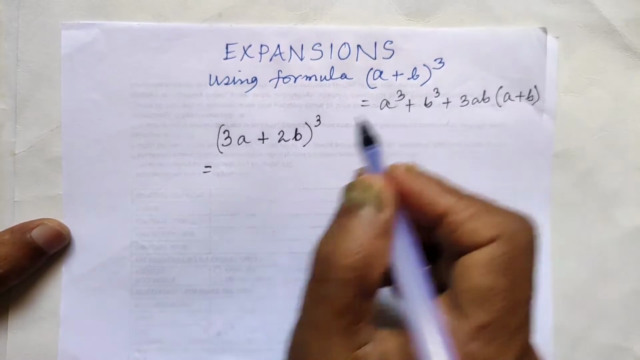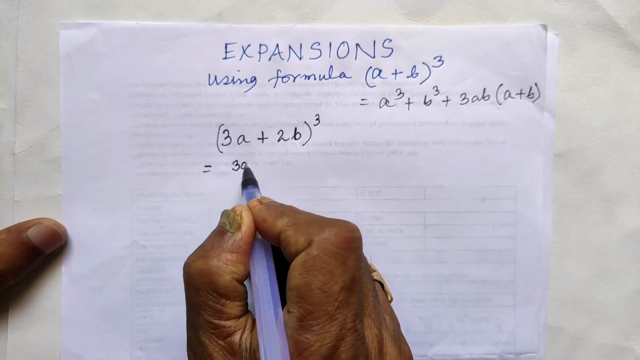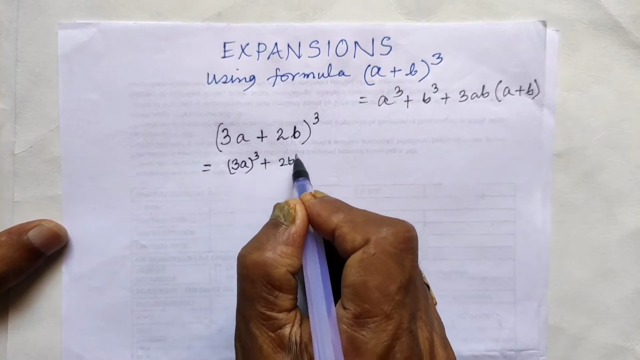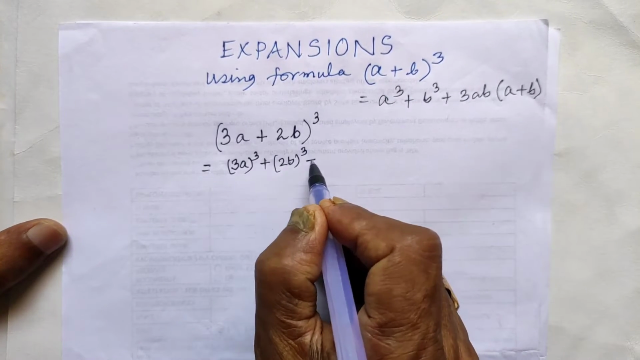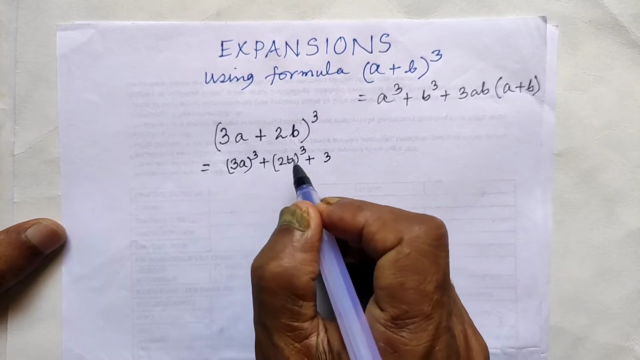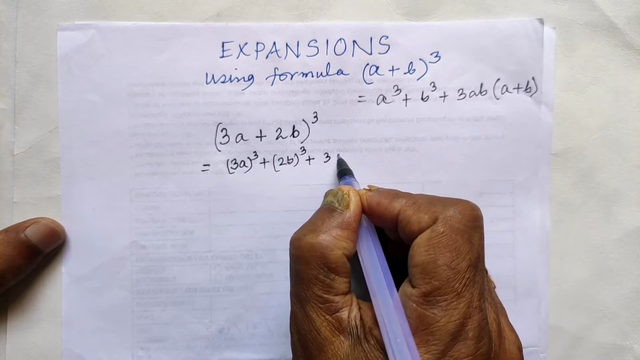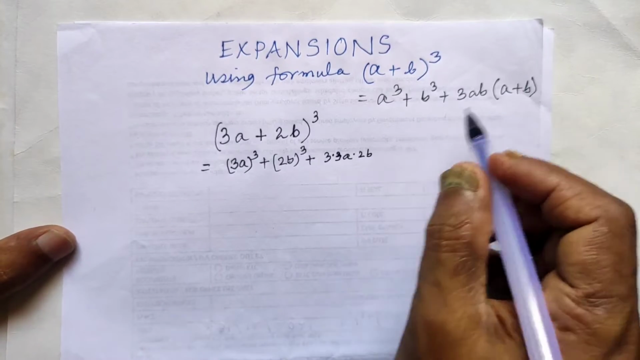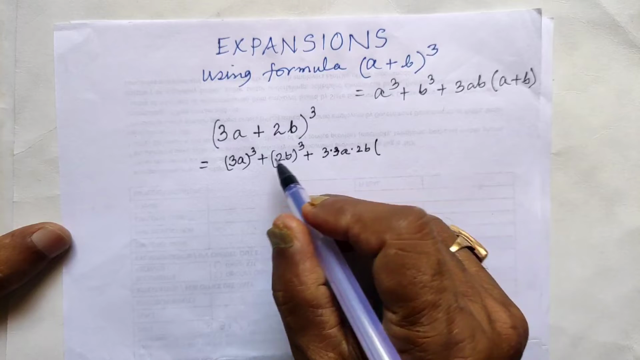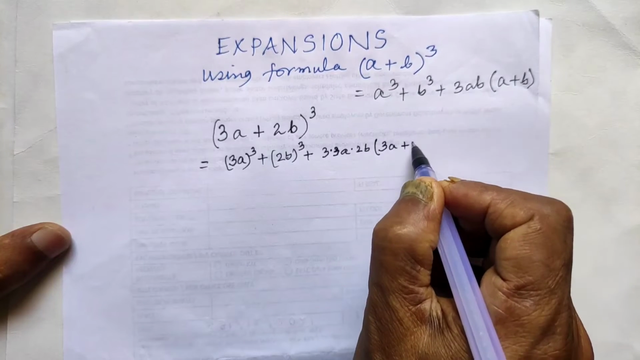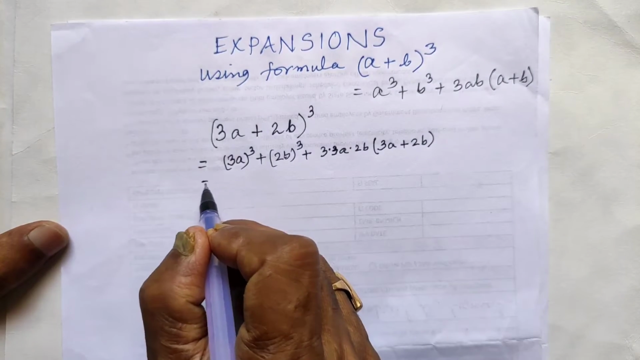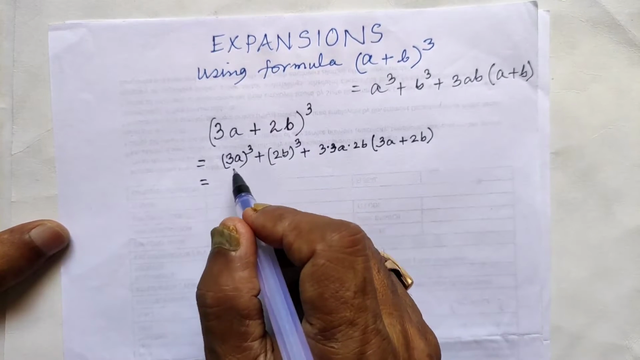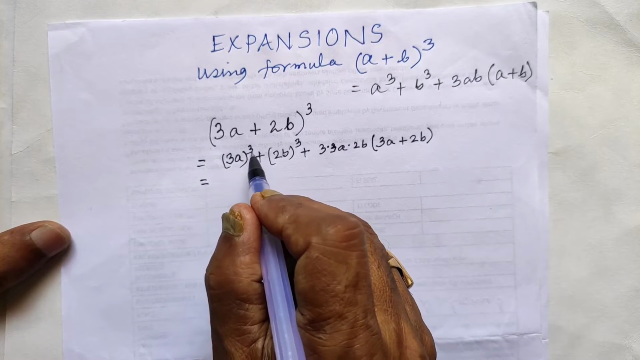Here, the first one is a cube, that means (3a) whole cube, plus this one, 2b cube, plus the formula 3 into first term into second term, ab, that means 3a into 2b, and then into first term plus second term, 3a plus 2b, all right. So, this is the arrangement as per the formula of (a plus b) whole cube. Now when you work it out, remember it is cube not square, okay.